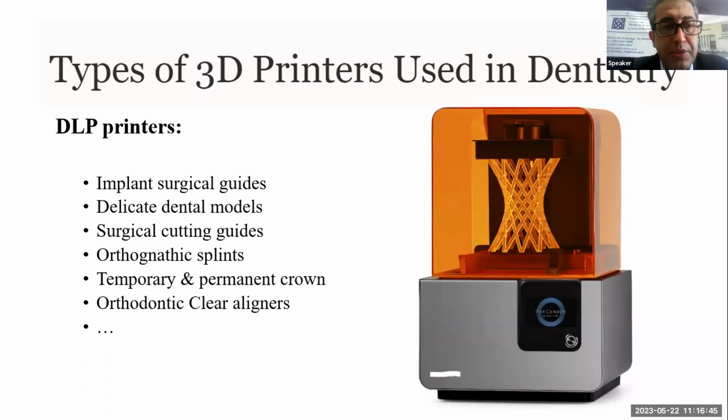The next is DLP printers, digital light processing. In this kind of printer, we have a reservoir or tank of resin in which each layer is cured by a source of light. In DLP, we have a source of light, which means that it can cure a whole surface at once, in comparison with SLA printers, which use a laser to cure the resin. Because of high resolution, good quality and accuracy, these printers are used to fabricate implant surgical guides, delicate dental models, surgical cutting guides, orthognathic splints, temporary or permanent crowns, and orthodontic clear aligners, which I will talk about in later slides.